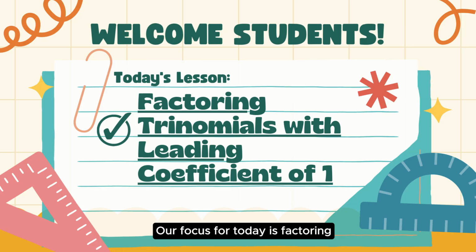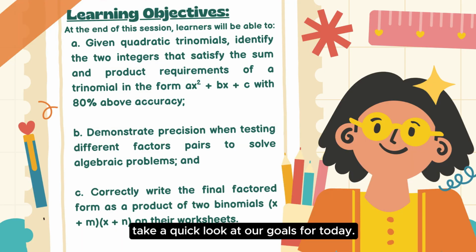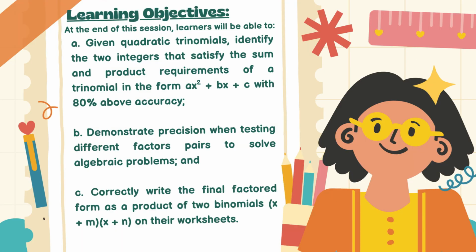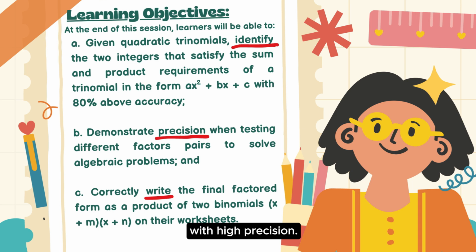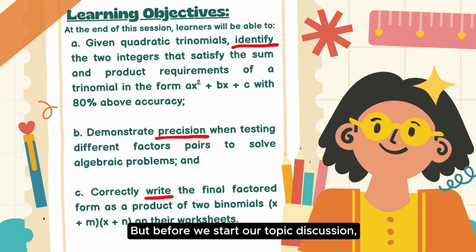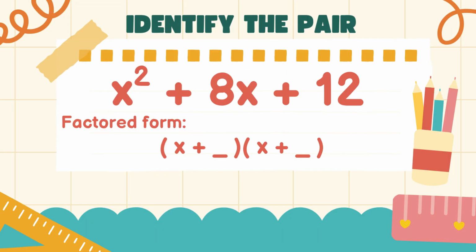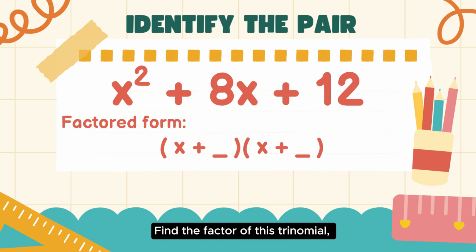Our focus for today is factoring trinomials with leading coefficient of 1. But to make sure we stay on track, take a quick look at our goals for today. We're aiming to master identifying factor pairs and writing them in their final factored form with high precision. But before we start our topic discussion, let us have a quick warm-up activity to get our minds ready for the main lesson. Find the factor of this trinomial: x squared plus 8x plus 12.